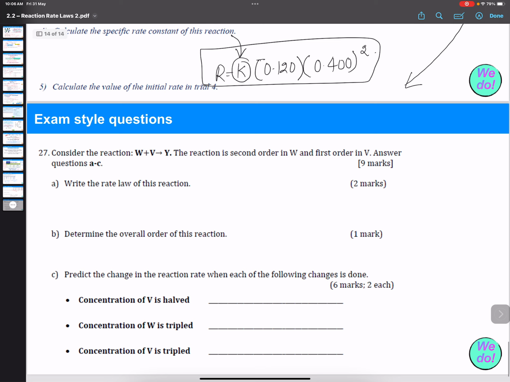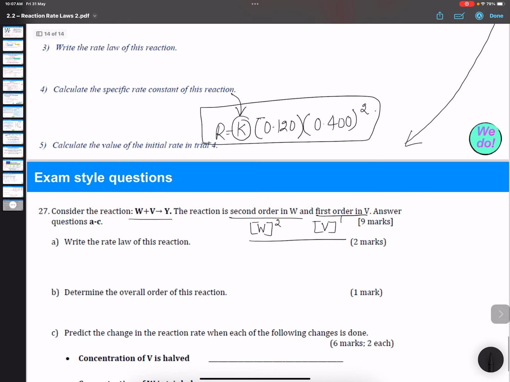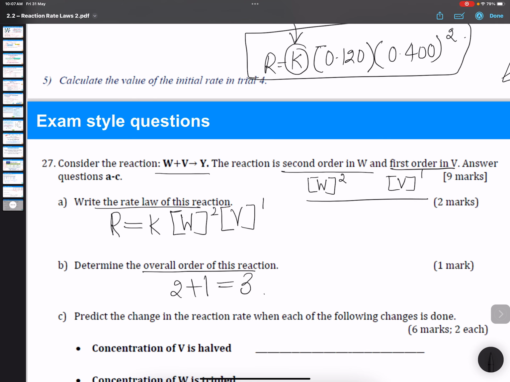Let's quickly solve a question. Now consider the reaction. The reaction is second order for W and first order for V. So make sure you write the information there and then things become easier. Write the rate law. How will you write rate law? Rate is equal to K. Don't forget to write K. W raised power 2, V raised power 1. Determine the overall order, 2 plus 1, so it comes out to be 3.